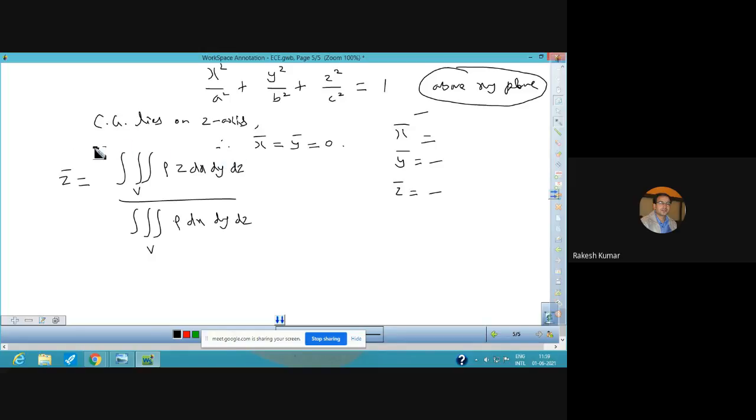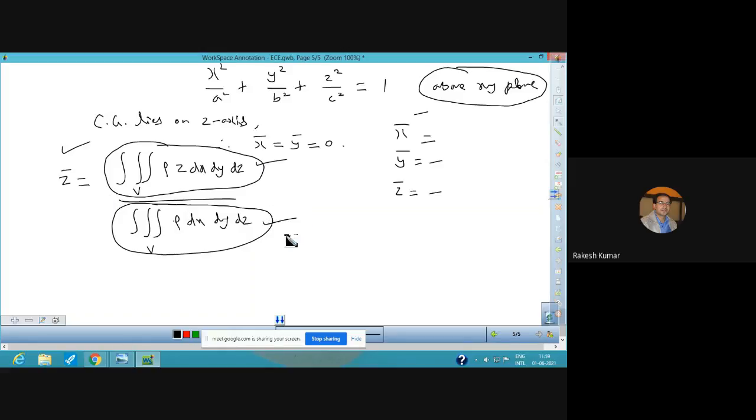Remember, if we are doing this question, it simply means that we have to find the moment also. This is the moment about z-axis and this is the mass of the surface of an ellipsoid. Now we are actually computing three things: moment about z-axis, mass of the surface, and the z-coordinate of center of gravity. So let us do that.